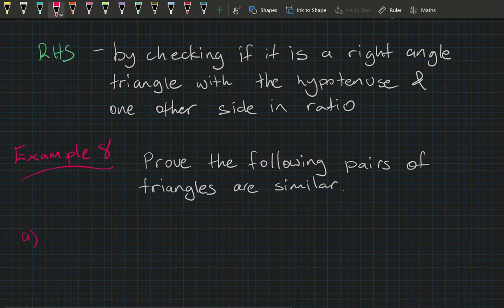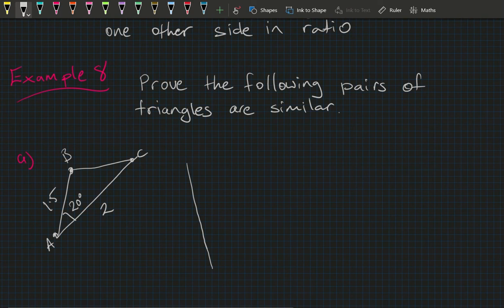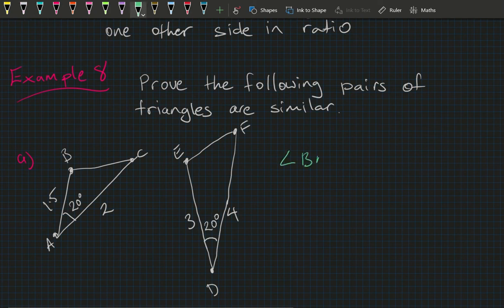In part A, we have this triangle ABC, and the side AB is 1.5, and the side AC is 2, and there is an angle of 20 degrees between these two sides. And the other triangle is DEF, and that has sides of 3 and 4 with the angle also 20 degrees. We can see that both angles, BAC and EDF, are 20 degrees.